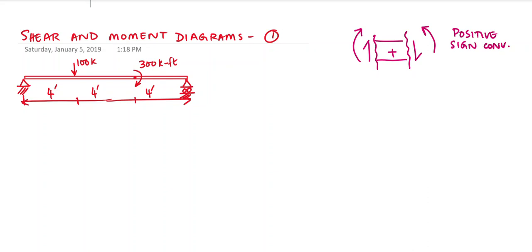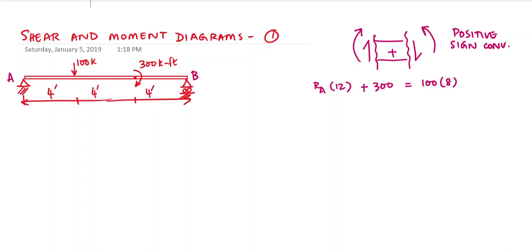Okay, so the first step in drawing shear and moment diagrams of such a beam is to find the support reactions. We can do that fairly easily. Let's call support A here on the left and support B on the right. If you take moments about B, RA times 12, the reaction at A times 12, that's a clockwise moment, plus 300, that also is a clockwise moment, will be equal to 100 times 8, which is a counterclockwise moment.